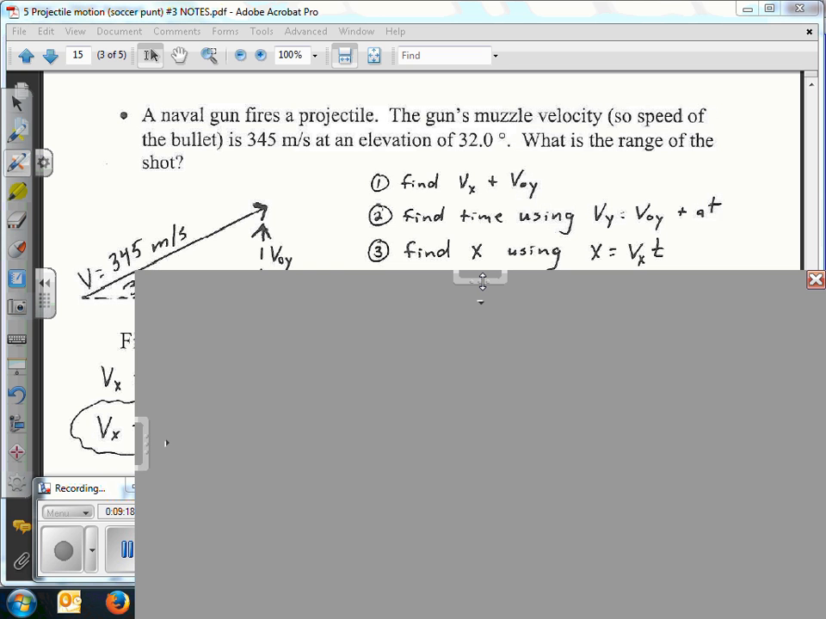Because that's what's going to determine how far in the x direction it gets to go, is the y velocity. Third thing, find x using, really it's the second kinematic equation, but there's no acceleration, so it boils down to x equals v sub naught t. The 1/2 at squared zeroes out. Okay? So there's your plan. See if you can do it.